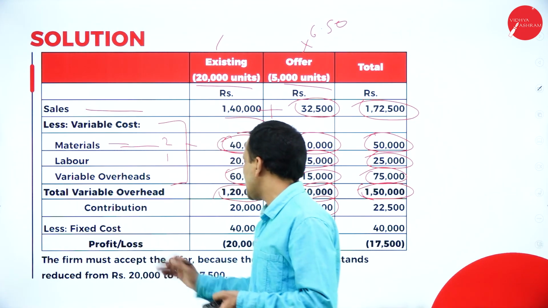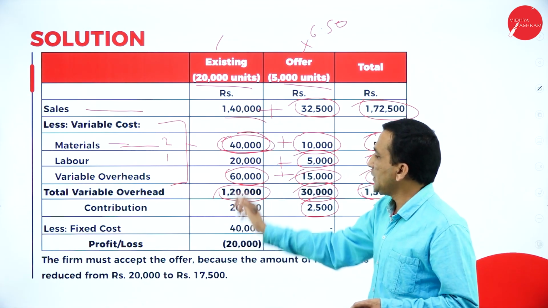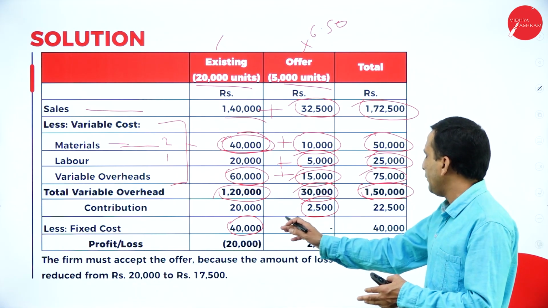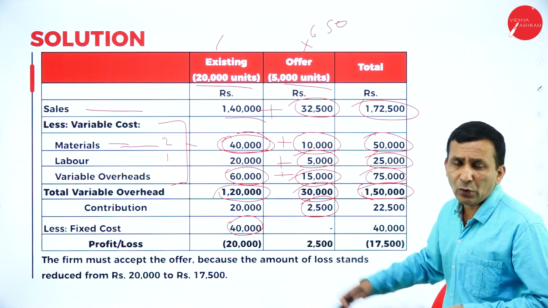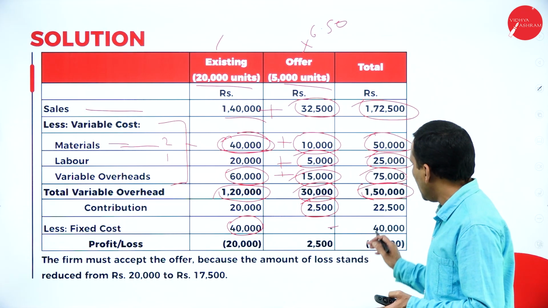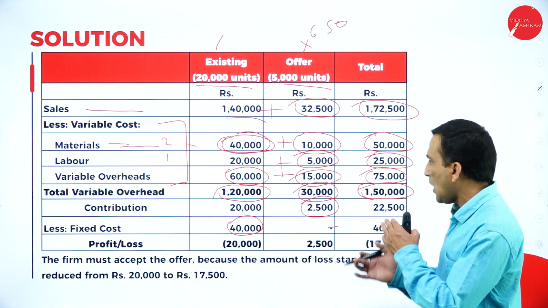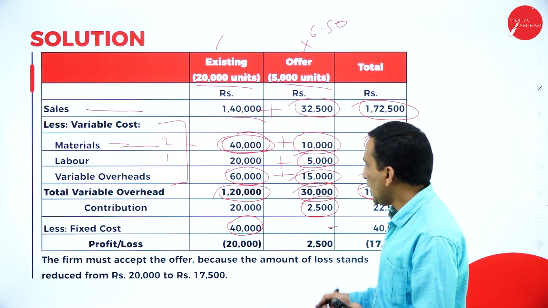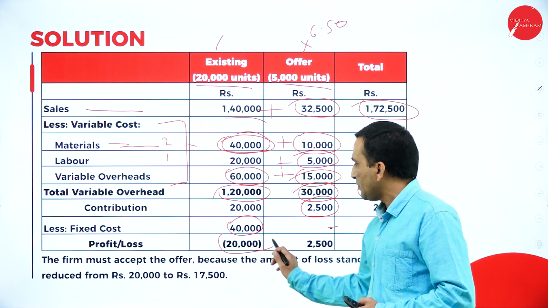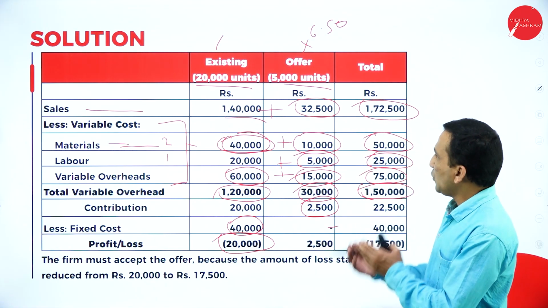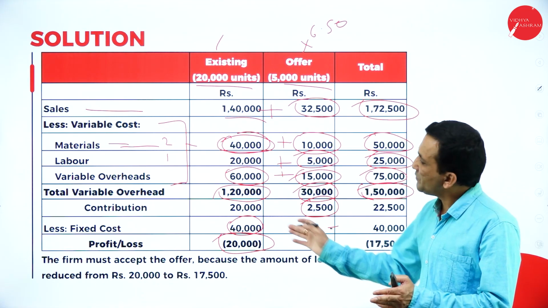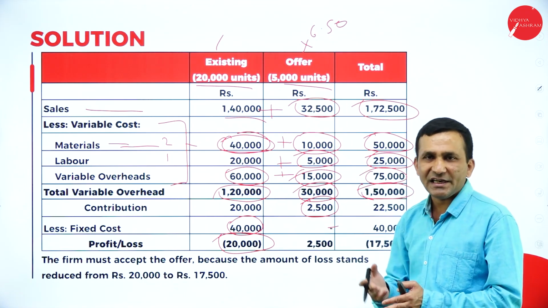So from the contribution we subtract the fixed cost: 20,000 into 8 gives 40,000. We won't charge this for the extra 5,000, because the same fixed cost is being incurred, so it is nil there. The total is 40,000. Now we take the difference: from the contribution, if you subtract the fixed cost, we get minus 20,000. For the additional 5,000 order, we are not charging any fixed cost because the same fixed cost covers the extra 5,000.